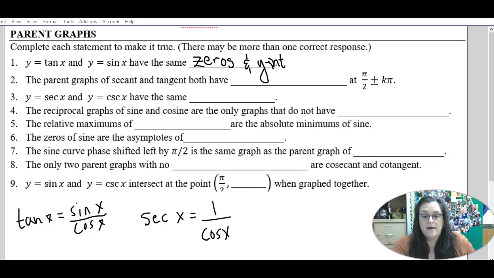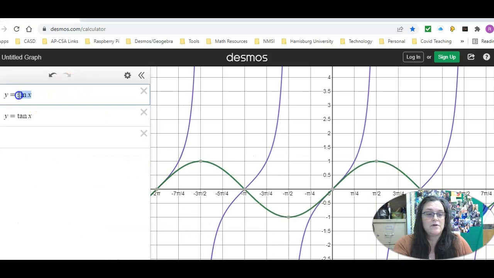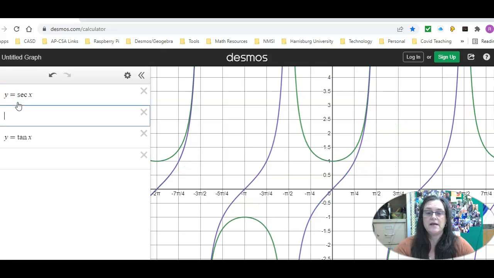So when we look at our graphs for secant and tangent, we can see here at pi over 2, there's a vertical asymptote that they have in common. Then again at negative pi over 2, at negative 3 pi over 2, and so on, these two functions have the same asymptotes.